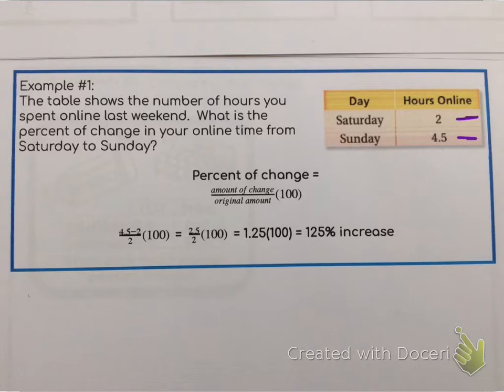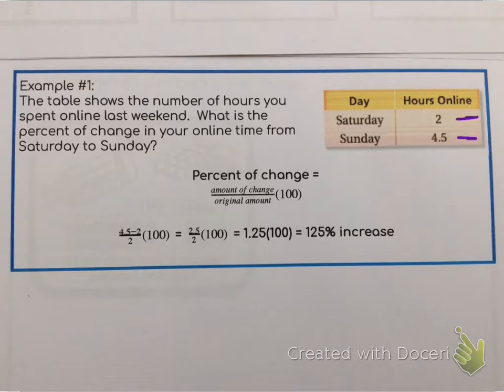Okay? Now, the next one is an example here. If you look at this example, you'll see the table shows the number of hours you spent online last week. What is the percent of change in your online time from Saturday to Sunday? Well, if you look at the table there, on Saturday you worked online for 2 hours, and on Sunday you worked online for 4.5 hours. Okay, so let's just talk about that for a minute. You went from 2 to 4.5, so you went up. So this is going to be an increase, okay?